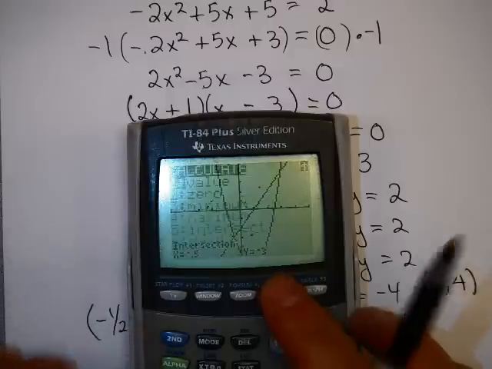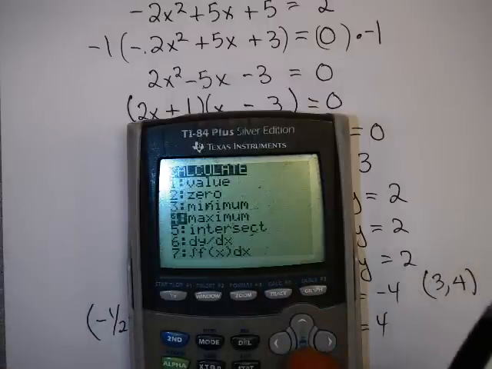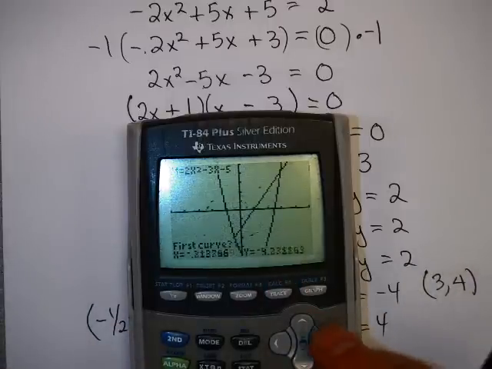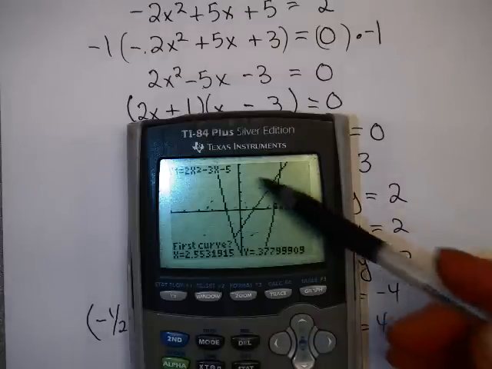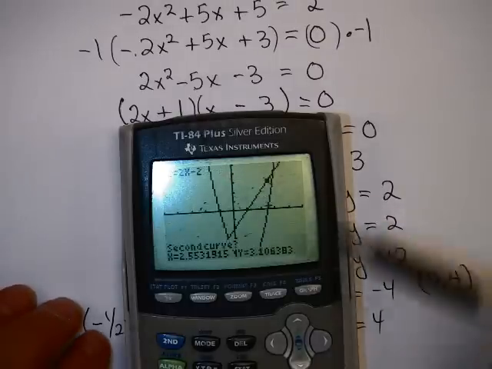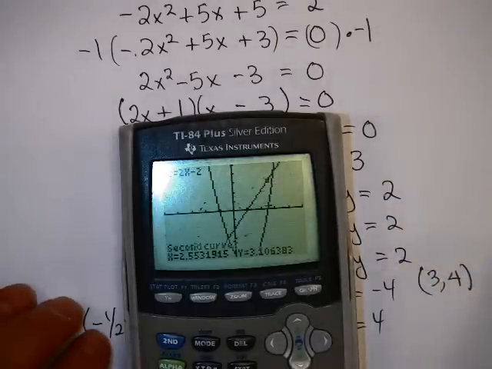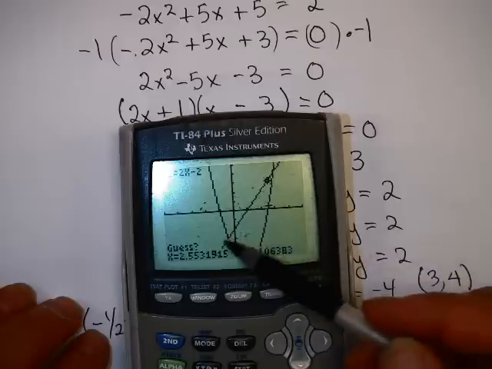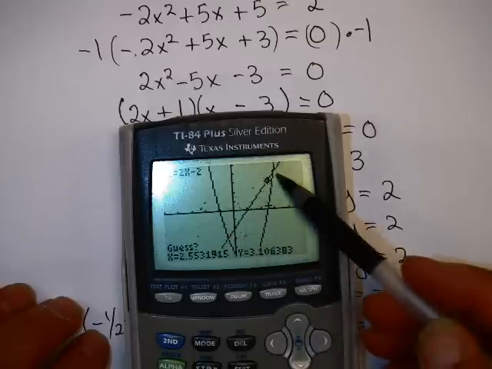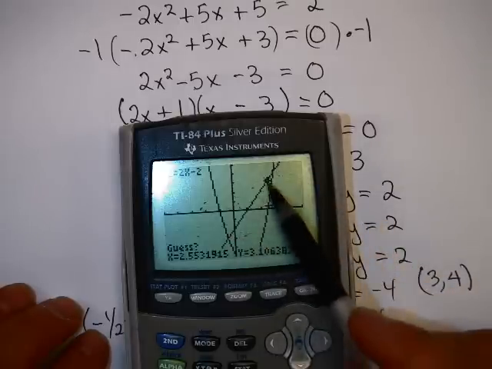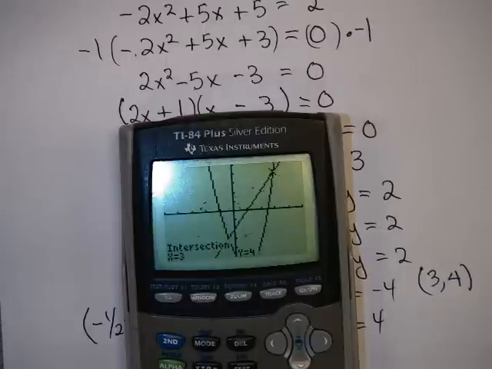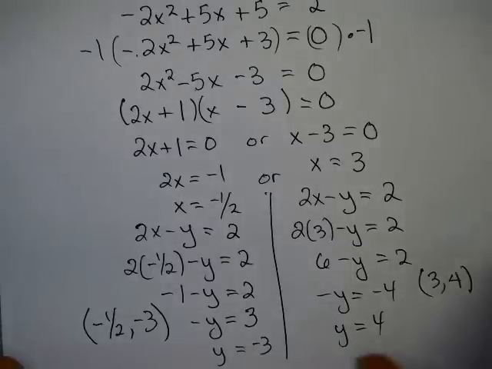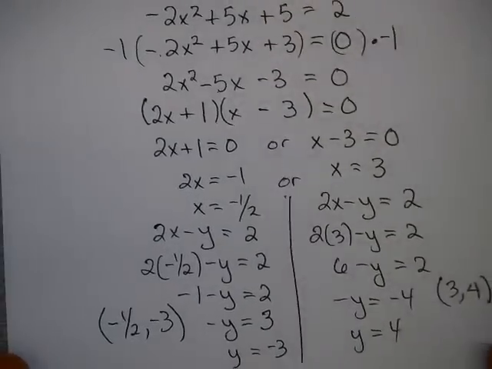To find my second one, I'm going to do this again. Do second trace for calculate. Go to intersect. Just so you know, I'm going to move my little spider guy here on my parabola. That's my first curve. Here's my second curve. Now I get guess, and you can see guess is important here. I need to be closer to the point I want. I want this point up here. I am closer. So if I hit enter, I get the point 3, 4. So that is a way to solve a nonlinear system.